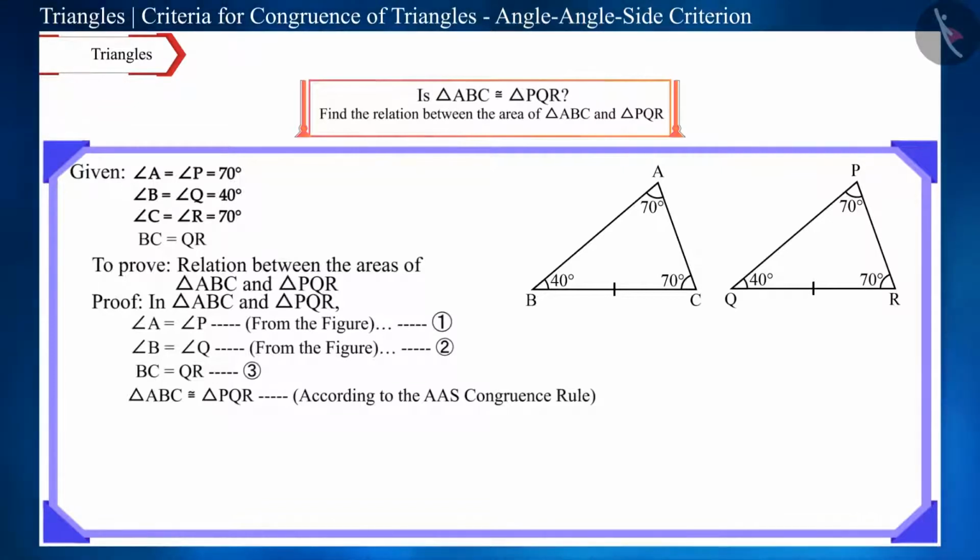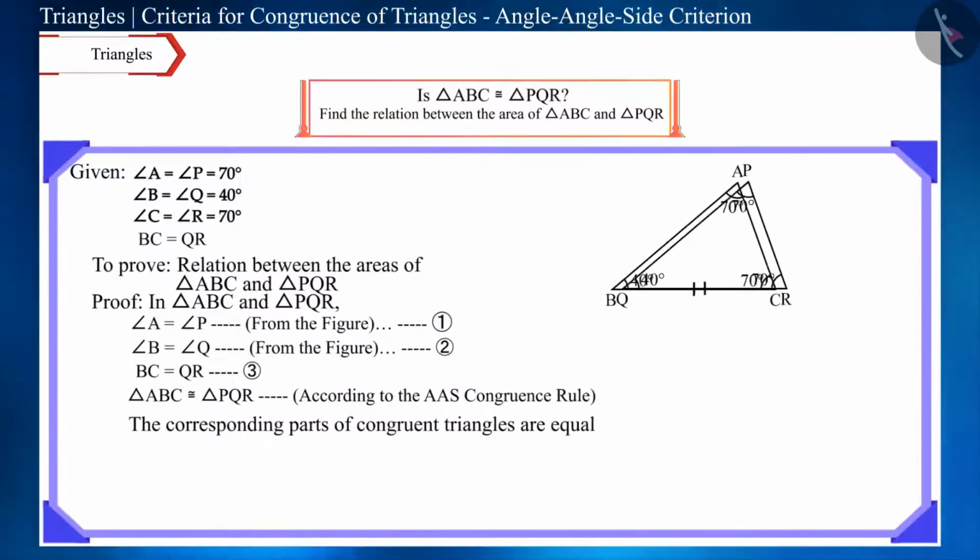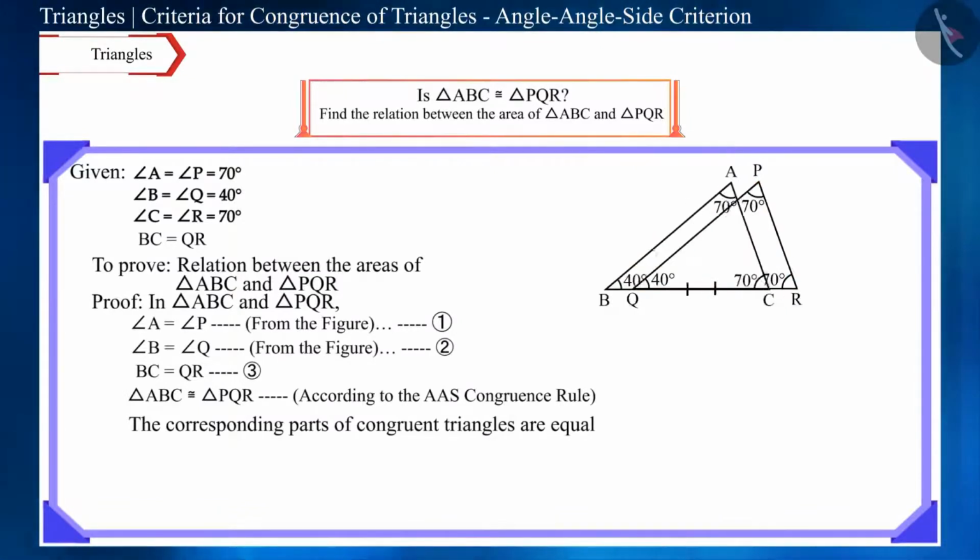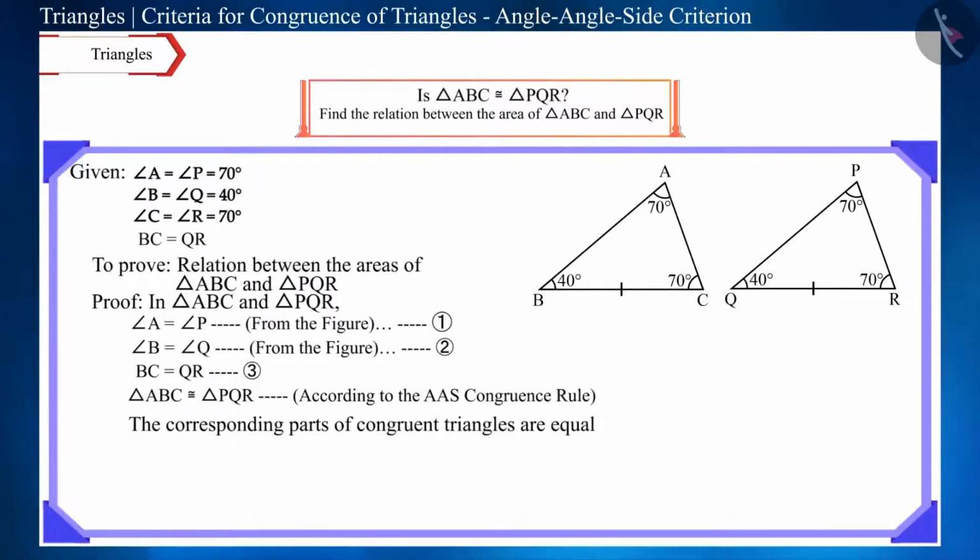Friends, we know that corresponding parts of congruent triangles are equal. That is, these two triangles will overlap each other completely. Now we can say that these two triangles occupy the same space, so their area will be equal. We can write it in this way.